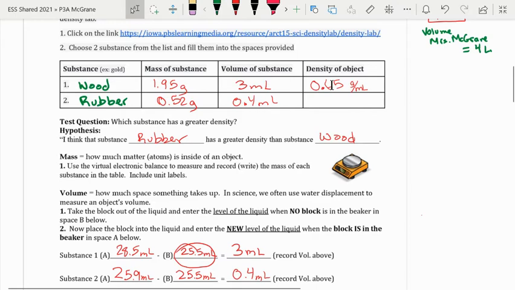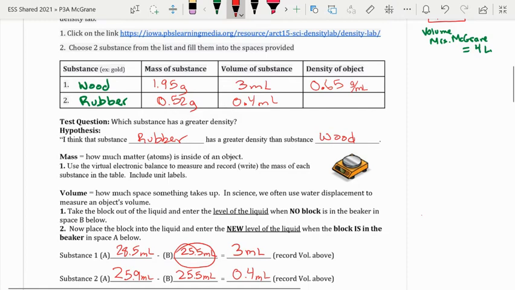Because if we think back to what we did with our lab, I found out that the density of wood is 0.65 grams per 1 milliliter. So in 1 milliliter of wood, I have 0.65 grams of wood. You understand what I'm saying? If this was a volume of one milliliter, this would be the amount of atoms in there. Or if this was a milliliter, see the amount of atoms in there. Which one has more atoms in the same space?